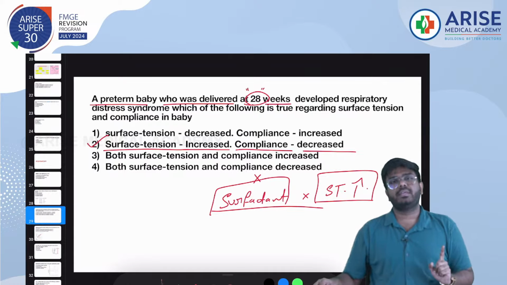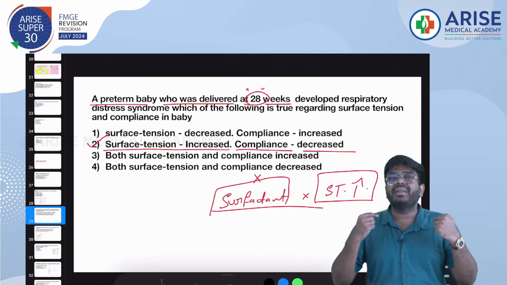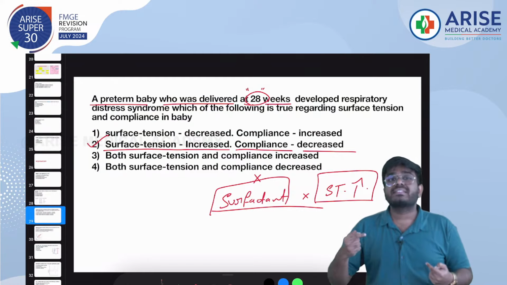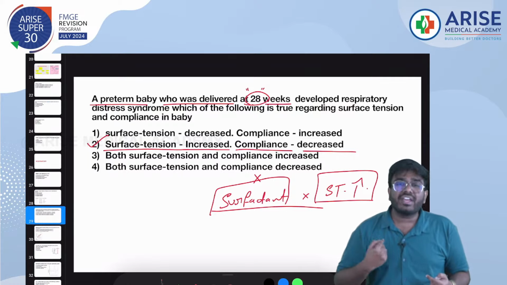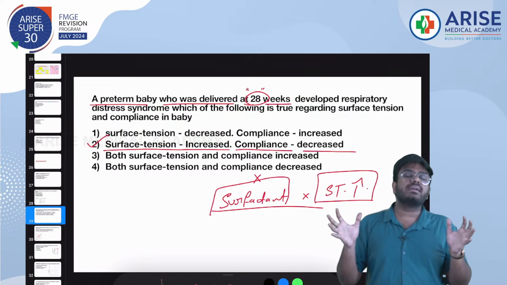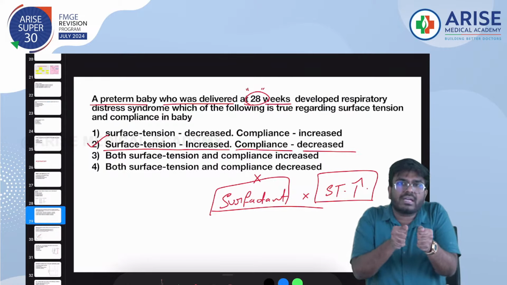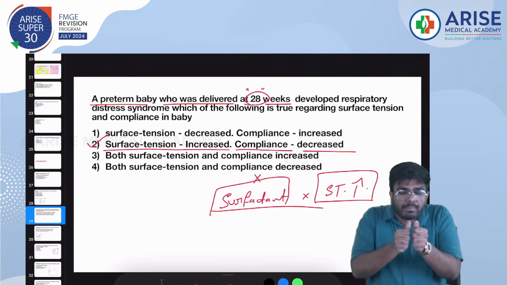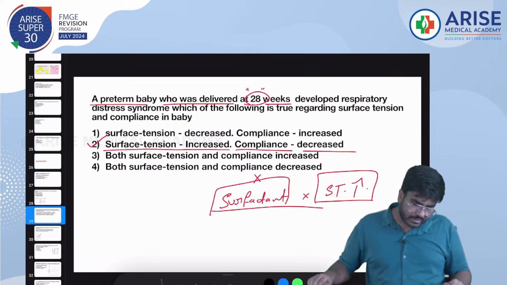So again, I am repeating, as there is a disturbance. Say in a preterm baby, surfactant is not there. When surfactant is not there, the surface tension in the lungs will go up. When the surface tension in the lungs is increasing, means the lungs are collapsing. When the lungs are collapsing, what will happen to the compliance nature of the lung? The compliance nature, the stretchability of the lung will decrease. Okay, so this is the answer.